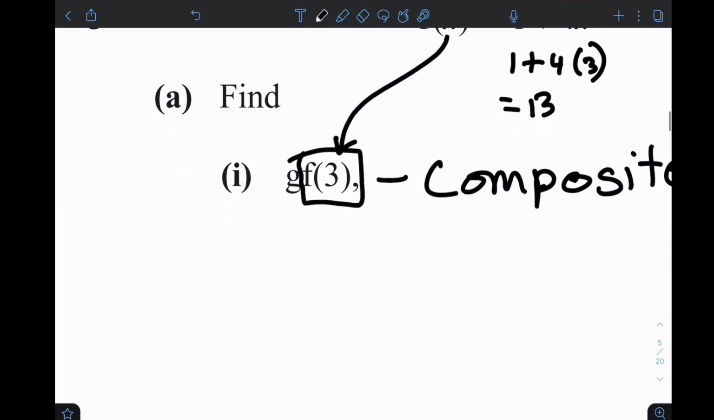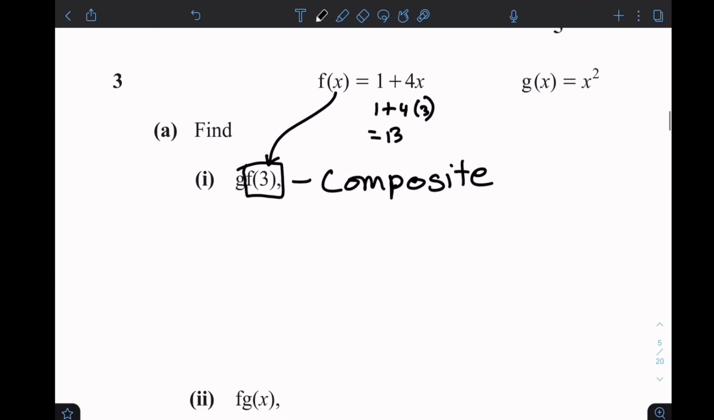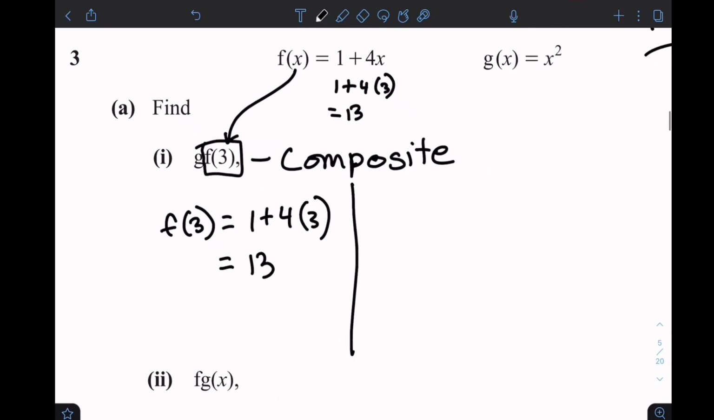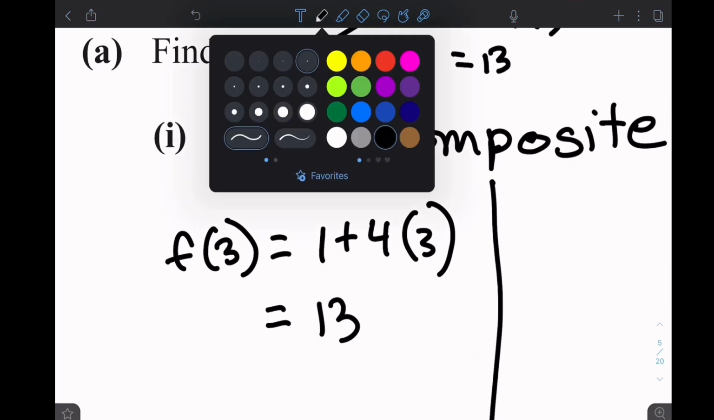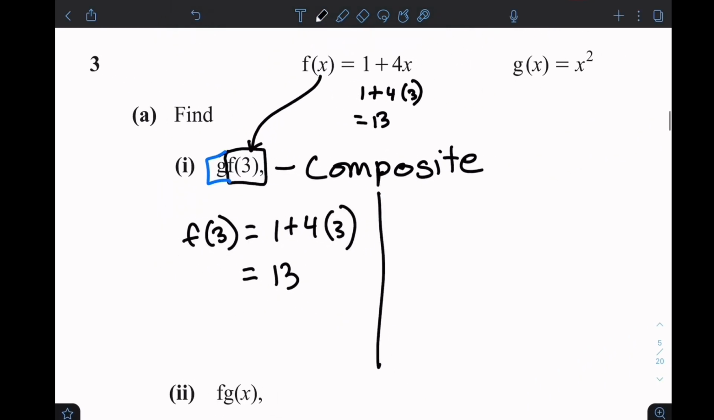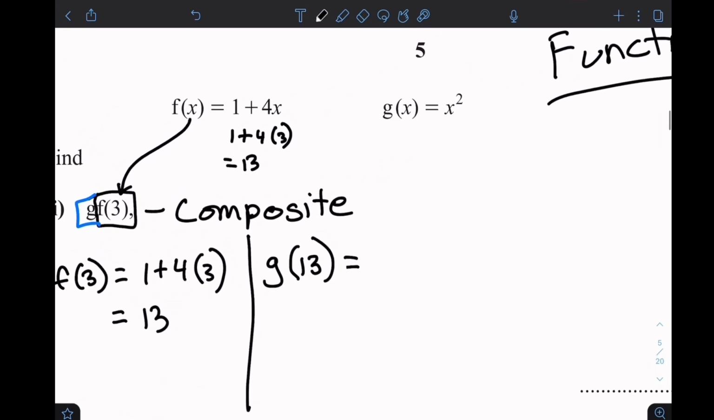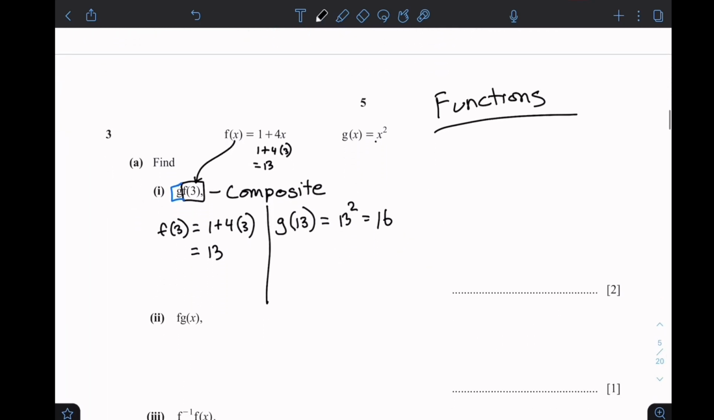But you're not done. So wait, I'll just do it over here. 1 plus 4 times 3, which is equal to 13. Next, you're not done yet. You still have the g remaining, right? So what you do with the g is, now you got the answer 13, right? So you have to find g of 13, okay? And so you substitute the value of x as 13, so it'll be 13 squared, which is 169. Yep. So the answer to g of f of 3 is 169, okay?